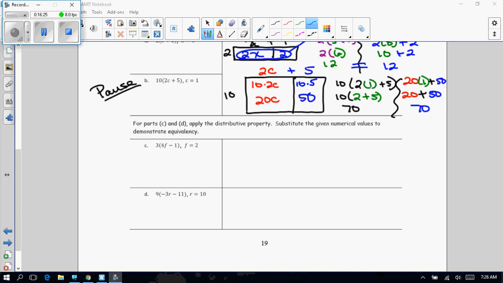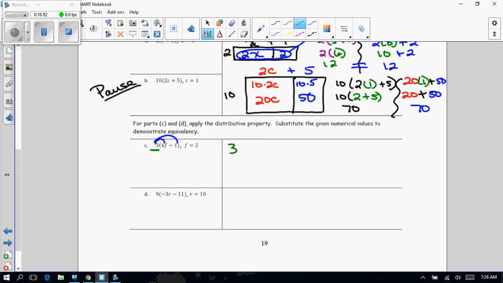Okay, so for letter C, it says, again, apply the distributive property and substitute the given values. So this time, instead of drawing it out, I'm going to do some of the math here. Now, if you haven't caught on, what I've been doing is just multiplying this first number by everything on the inside. So make those little rainbow things. Every time you touch one of those numbers, you're going to get this to work.